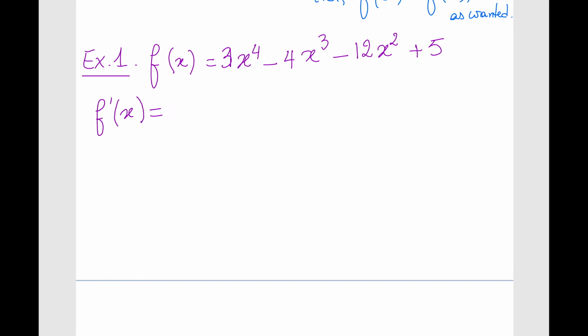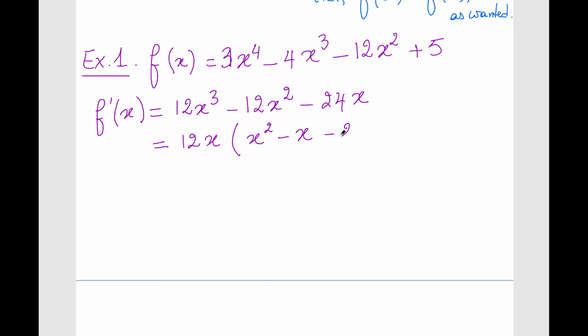f prime of x is 12x cubed minus 12x squared, right, minus 24x plus 0, the derivative of 5. And you can factor 12x, and you get the second degree polynomial x squared minus x minus 2, right? And this splits as x minus 2 times x plus 1, right? You can use the quadratic formula if you wish, or many of you have the right intuition into it.